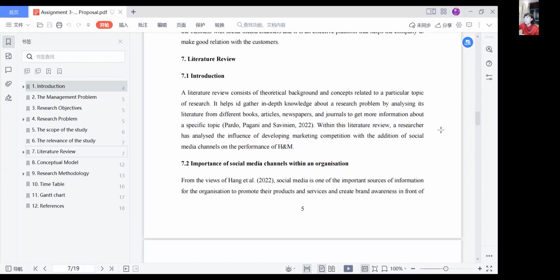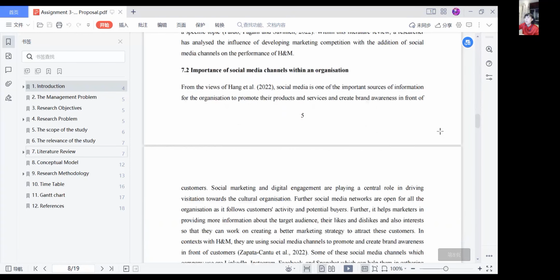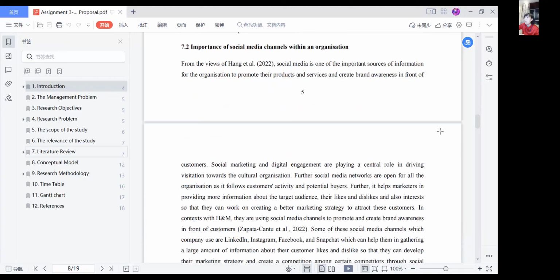Within this literature review, a researcher has analyzed the influence of developing market competition with the addition of social media channels on the performance of H&M. 7.2 Importance of social media channels within an organization.